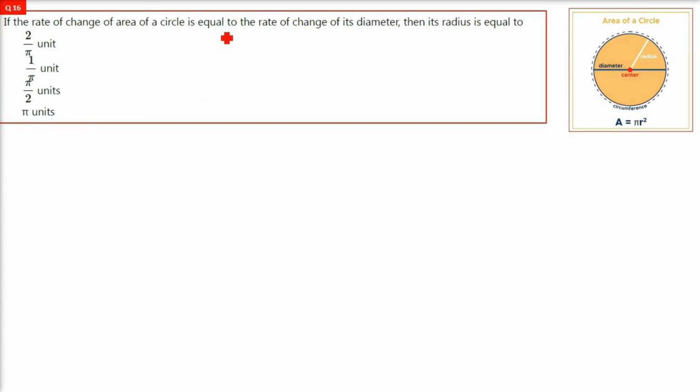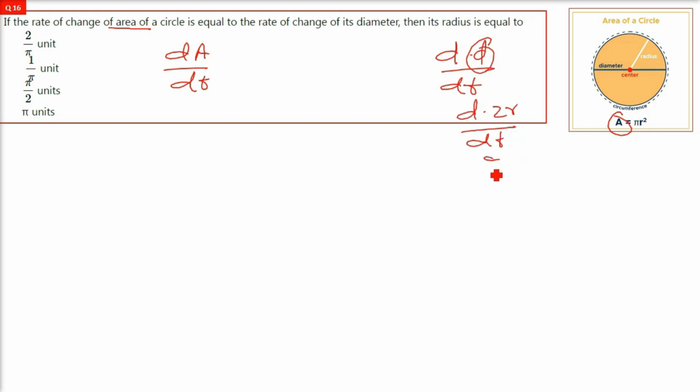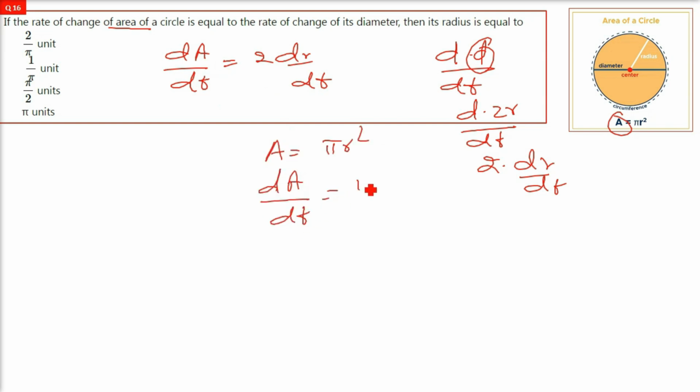If the rate of change of area of a circle is equal to the rate of change of its diameter, then the radius is equal to. So dA by dt is equal to the rate of change of its diameter. What is diameter? Diameter is twice of radius. So we are talking about dD by dt, and this D is nothing but twice of r. If you take the constant outside, 2 dr by dt we are talking about. So dA by dt is twice dr by dt. Alright, so now things are clear to you. Area is pi r square. dA by dt is pi 2r dr by dt. Now in place of dA by dt, you can write 2 dr by dt.